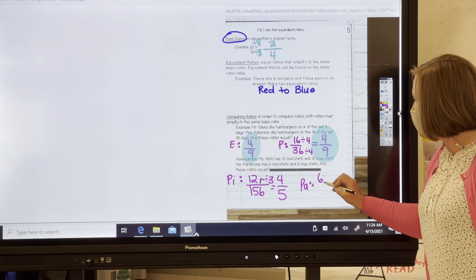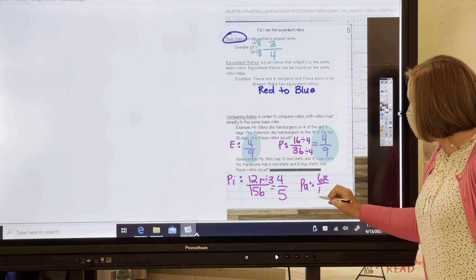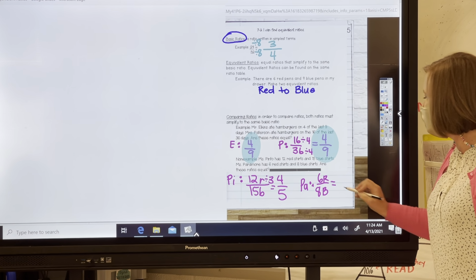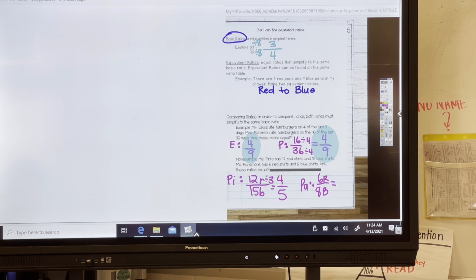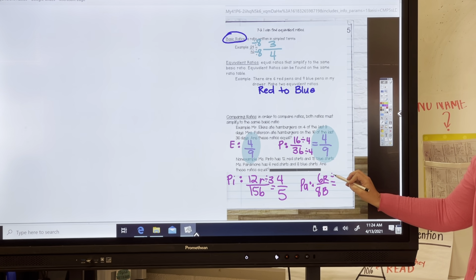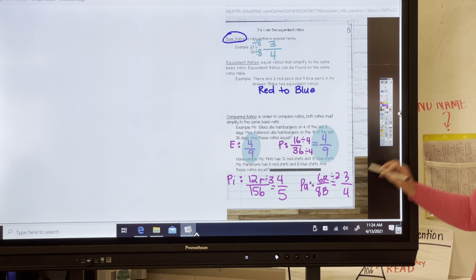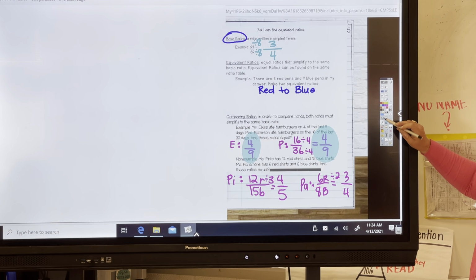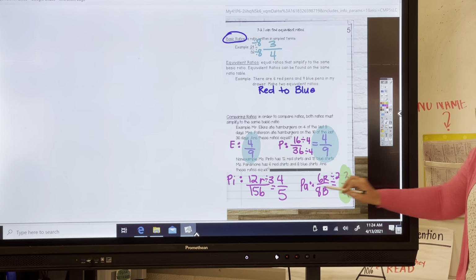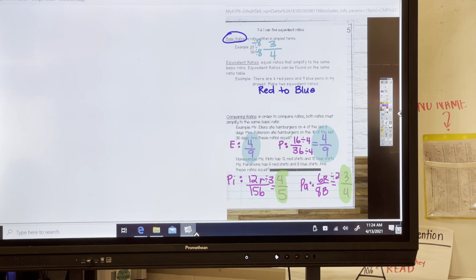All right, now, Miss Paramore has 6 red to 8 blue. What can I divide 6 and 8 by? 2. 6 divided by 2 is 3. 8 divided by 2 is 4. So, here we have 3 to 4 and 4 to 5. Are those equal? No. So those are not equivalent, okay?